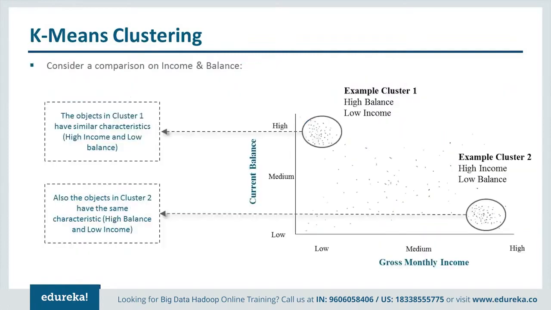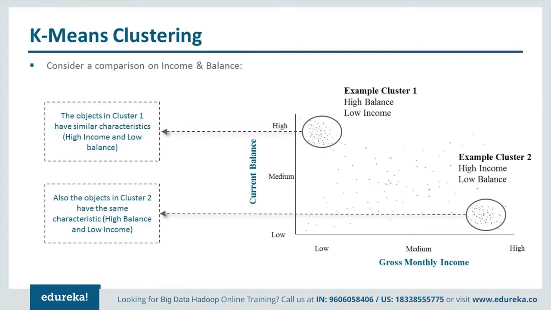Here is one more example. Let us consider a comparison on income and balance. On my x-axis, I've got the gross monthly income, and on the y-axis, I have the current balance. I want to cluster my data according to these two attributes. Here, if you see, this is my first cluster, and this is my second cluster. This is the cluster that indicates the people who have high income and low balance in the account, and they spend a lot. And this cluster comprises the people who have got a low income but a high balance, and they are safe.